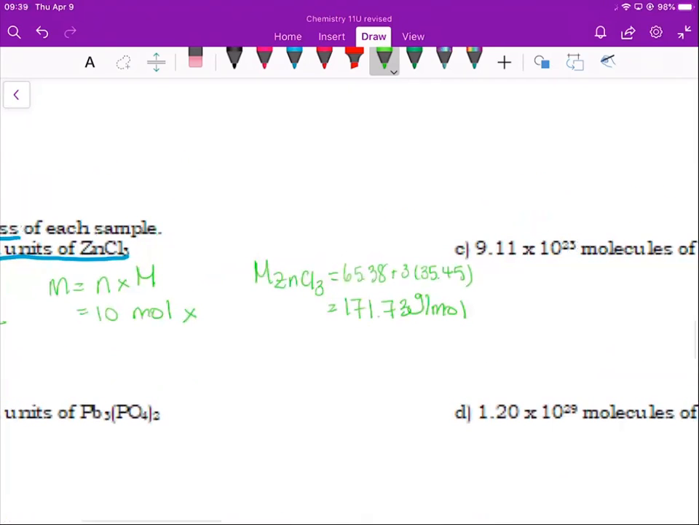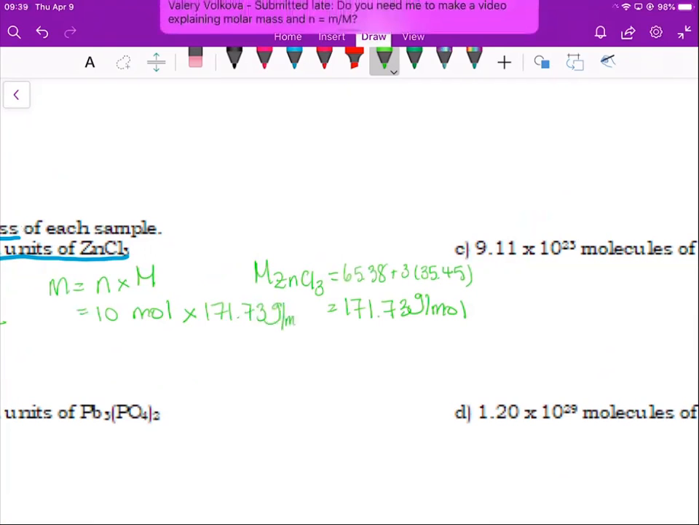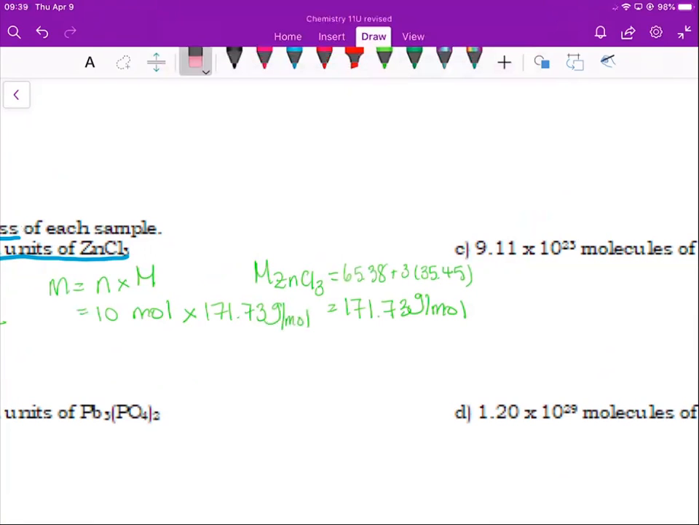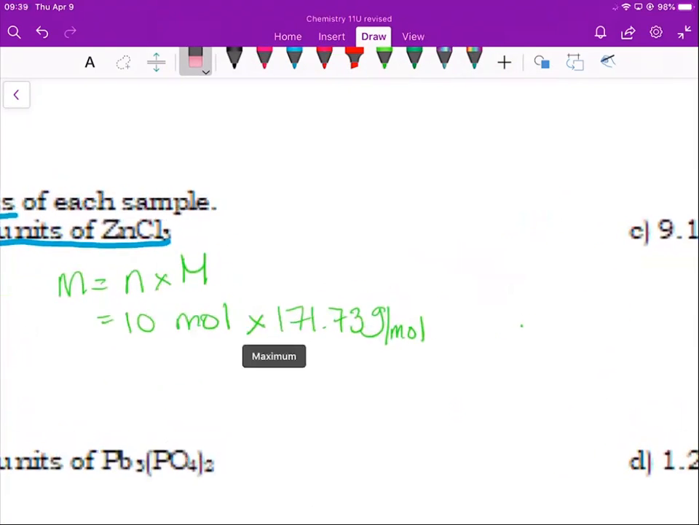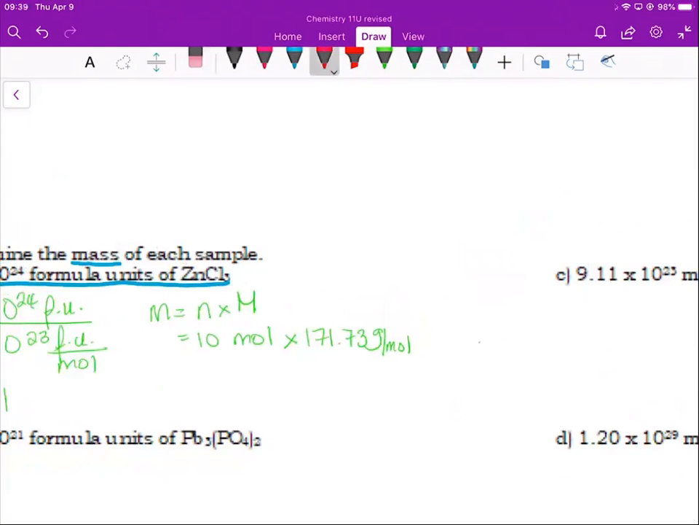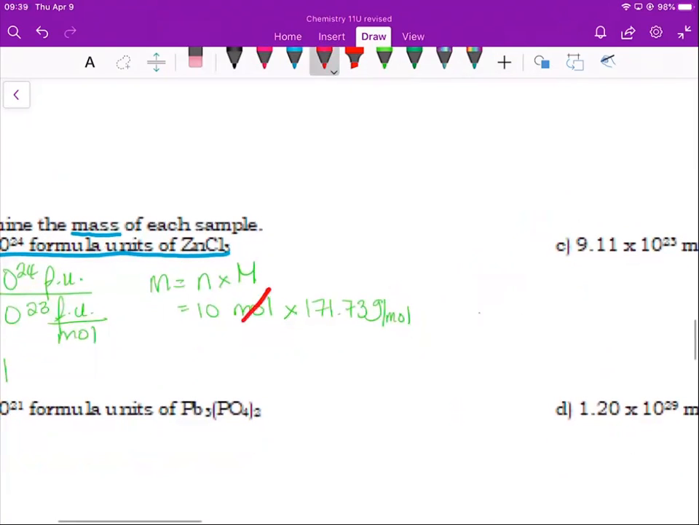So if I have 10 moles, I'm just going to erase that. Let's look at how these units cross out. This mole is on the numerator, this is on the denominator, I'm left with grams. Perfect, that's exactly what I want.